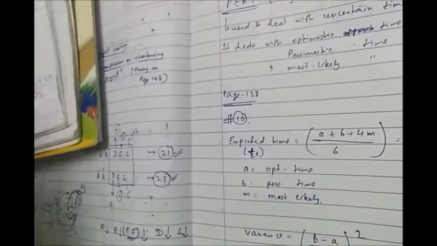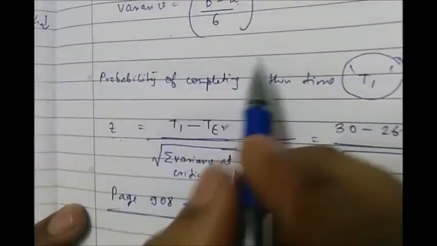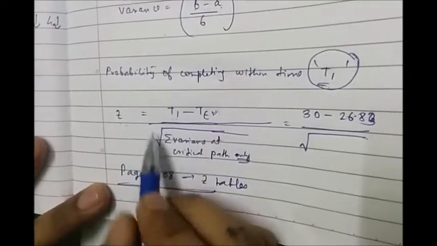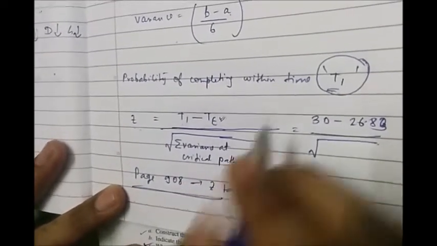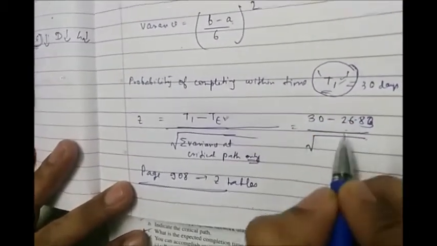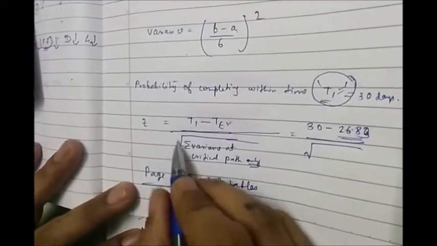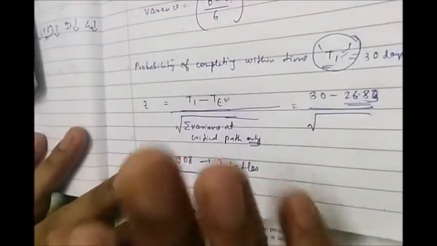This is your variance. And as far as this question is concerned, यहाँ पे क्या कह रहा है हमें, probability that the project will take more than 30 days to complete. Now the probability of completing within time t1 is basically Z equals t1 minus TE divided by the root of summation of variance at critical paths only, right? t1 यहाँ पे जो आपको क्वेश्चन में पूछा गया है वो है जो कि 30 दिन है, ठीक है. TE आपका एक्सपेक्टेड टाइम टू कंप्लीट एंटायर प्रोजेक्ट है जो कि 26.83 है. एंड फाइनली जो आप रूट के अंदर डालोगे वो वेरिएंस का सम करना है आपको, जो कि सिर्फ और सिर्फ क्रिटिकल पाथ में लाई करता है.